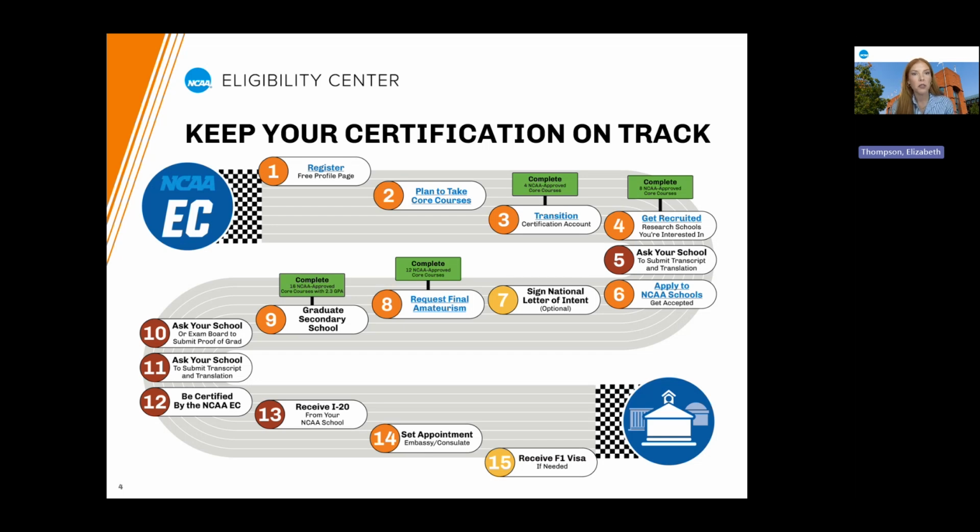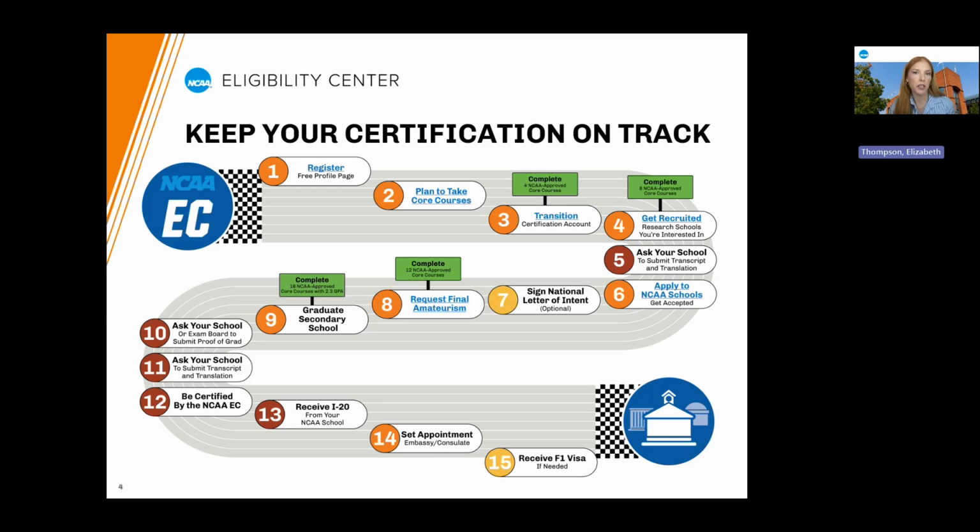Once you register, it's important to plan on what core courses that you are taking in secondary school, and we will talk about what is an NCAA core course, how many of those that you need to complete in order to be eligible to compete for and receive a scholarship at the Division 1 or 2 level.